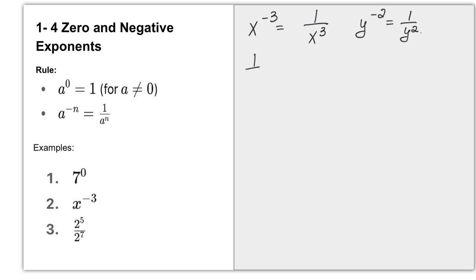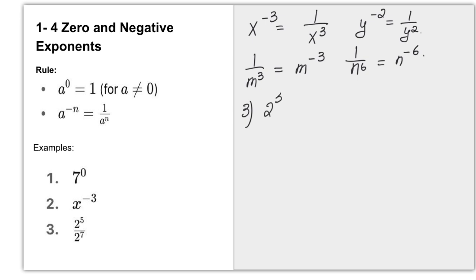Similarly, when we have 1 over m raised to the third power, we can rewrite it as a negative exponent, m to the negative 3 power, and 1 over n raised to the 6th power means that is n raised to the negative 6th power. So we can go back and forth if you want to. So now let's pay attention to this one. This is a tricky one, and I want you to know because you will come across it often.